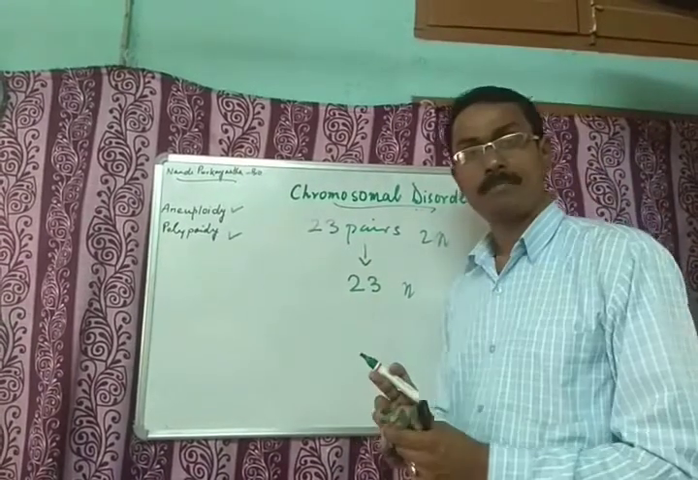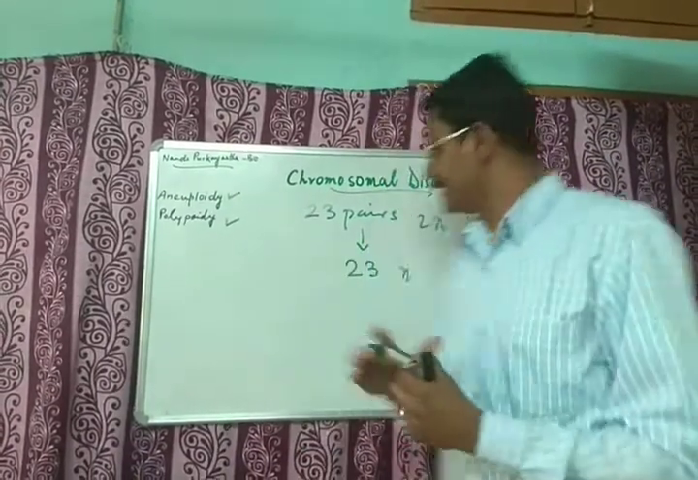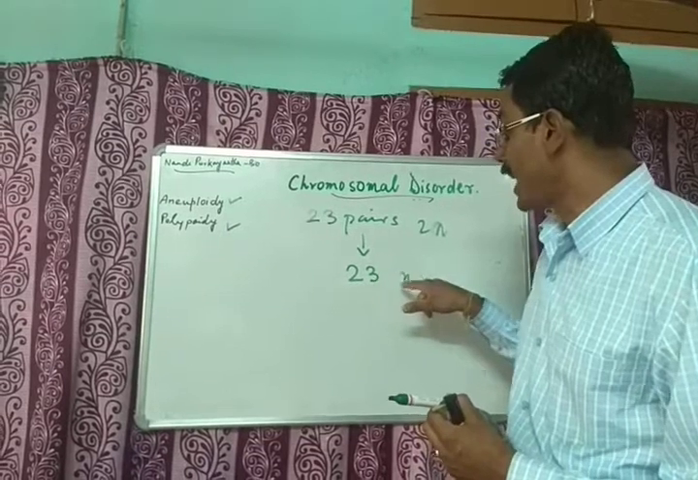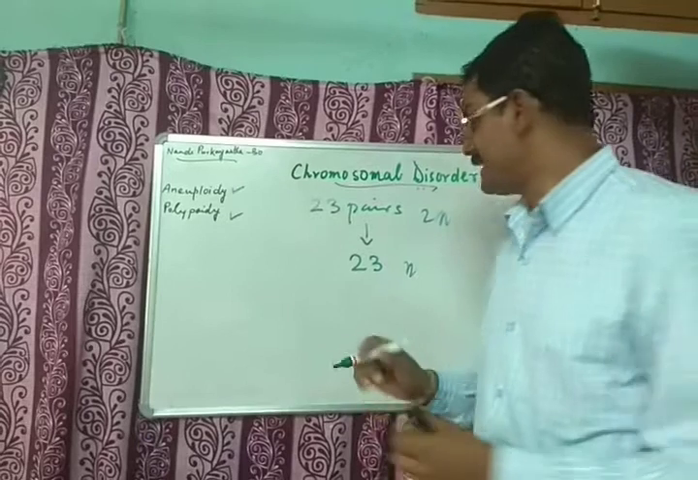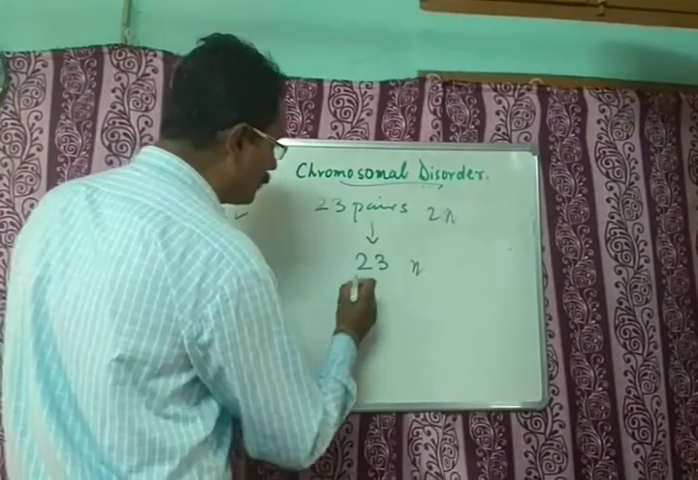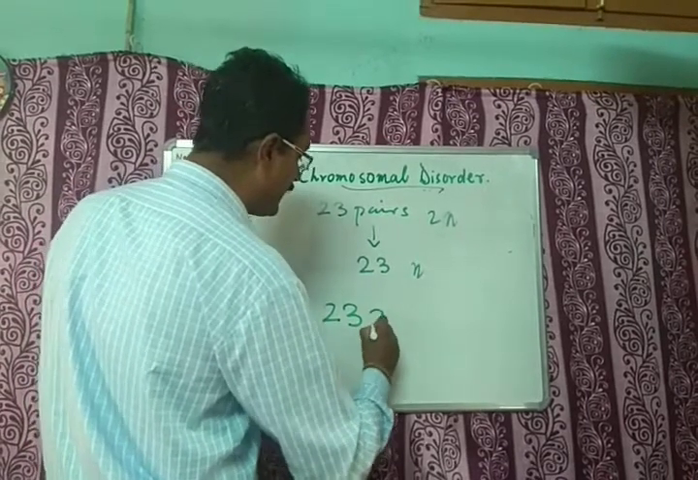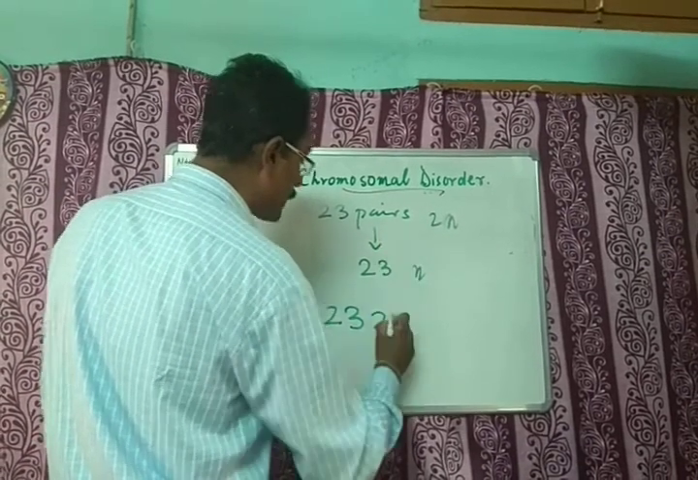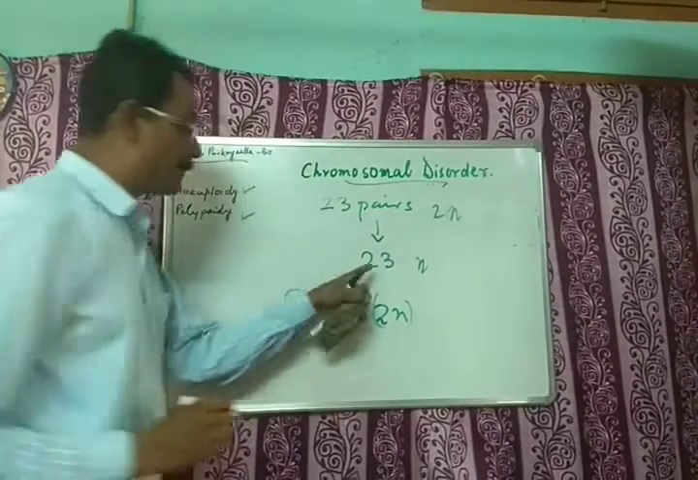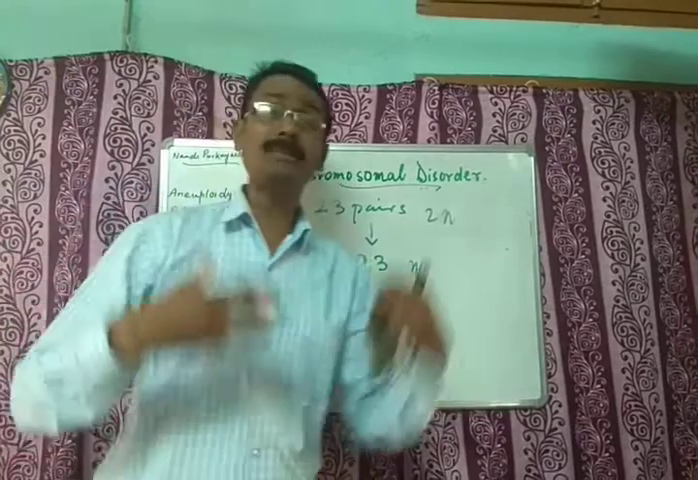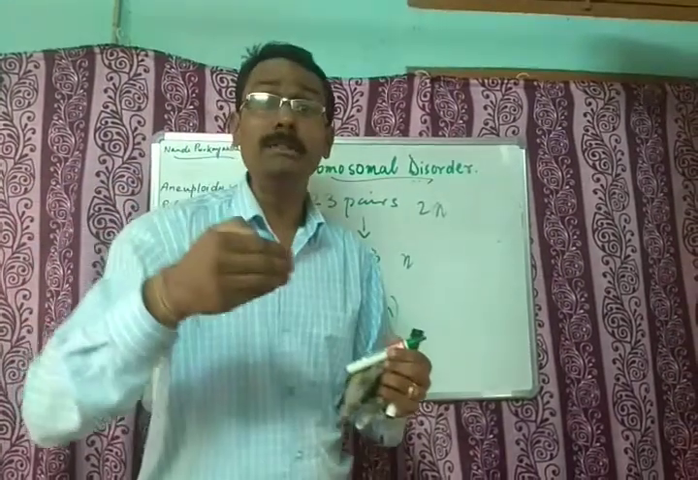But instead of non-disjunction or other factors, the occurrence of N hasn't taken place. Then in that case, what happens? In that case, the chromosomes will not be separated. Gametes will be 23 in twice N. That means in pairs. So gamete needs to be what? N. But the chromosomes didn't separate. So twice N.